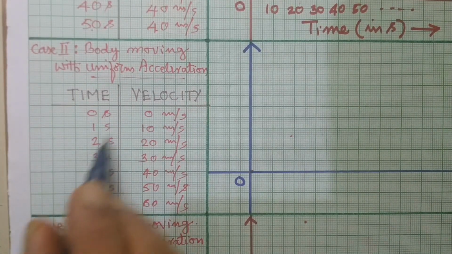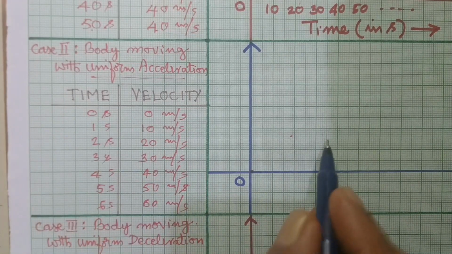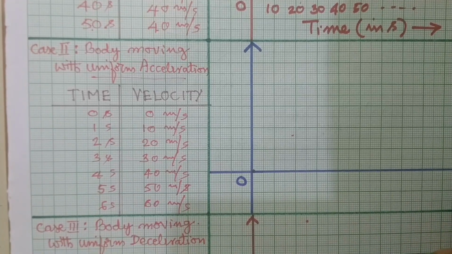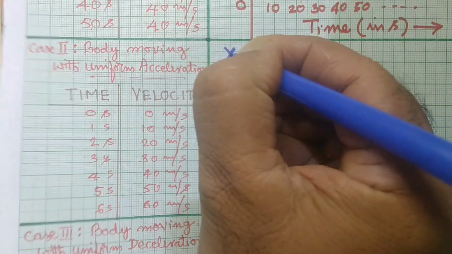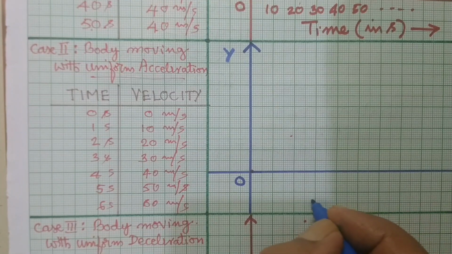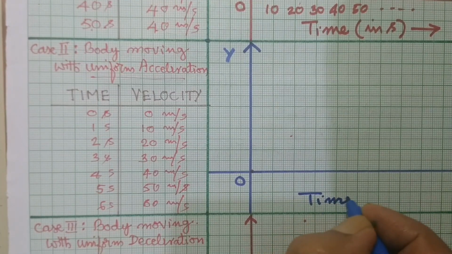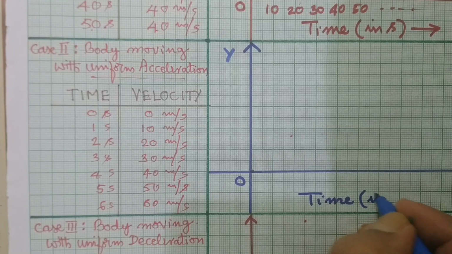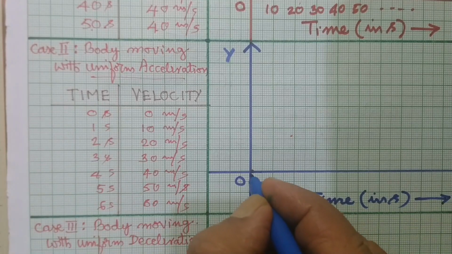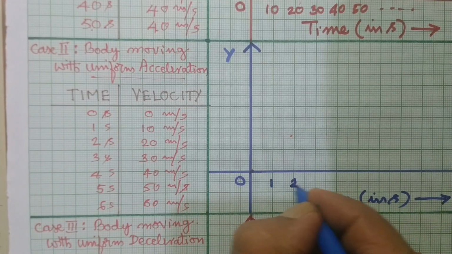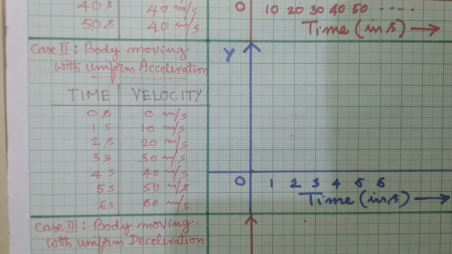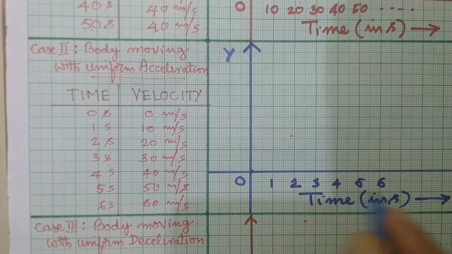Now let us draw the graph of these values here. As usual, we are taking this as x-axis, this as y-axis. Okay, here I am taking time in seconds on the x-axis like this. Let us take here 0 second, 1 second, 2 second, 3 second, 4 second, 5 second, 6 second like this. This is on the x-axis.